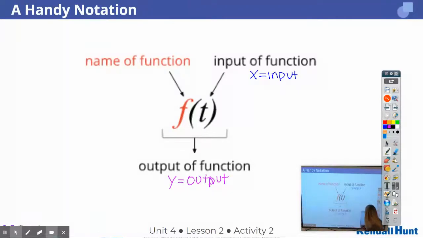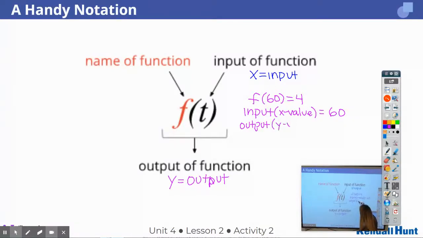So for our example that we had, we might say f of 60 equals 4. Where 60 is your input, so your input or your x value equals 60, and your output or your y value, what you get out of it, is 4. So that told us that after 60 seconds, the dog was 4 feet away from the post.